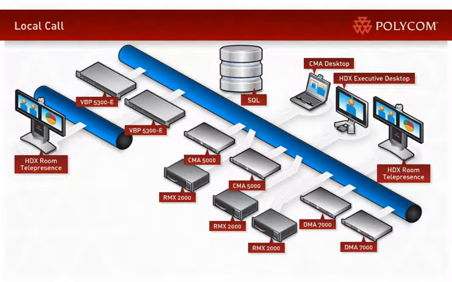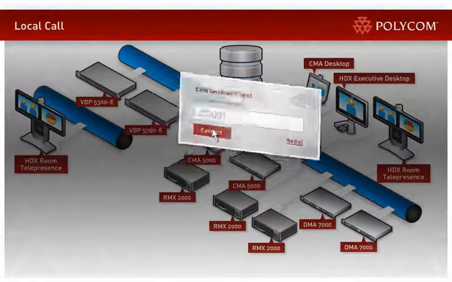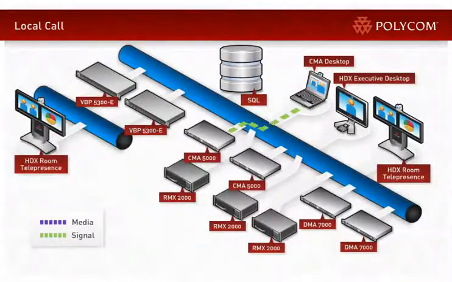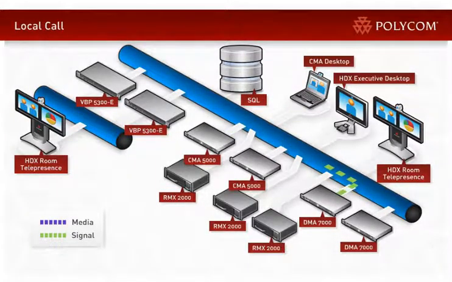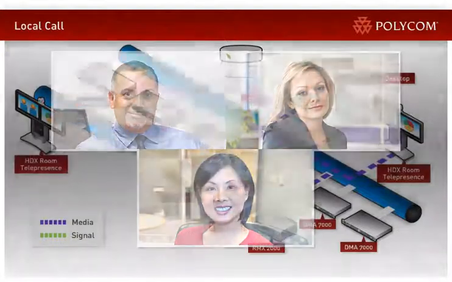Let's start with the typical video call within an enterprise. From my CMA desktop client, I'll dial a virtual meeting room. The call gets routed from the CMA to the DMA, which uses load balancing and other algorithms to send it to the optimal RMX on my network. Once in, I meet other colleagues who've dialed in, and we have a productive, high-quality meeting.